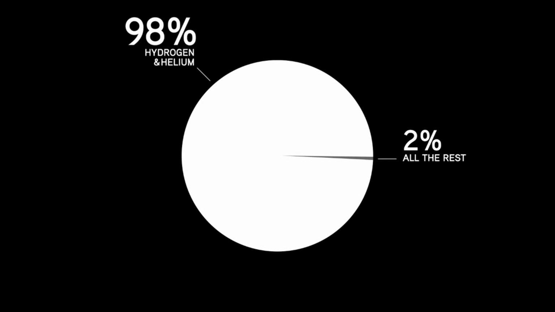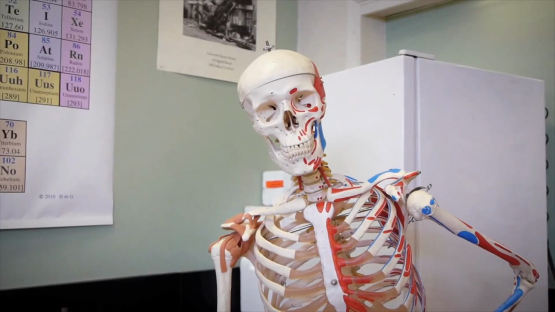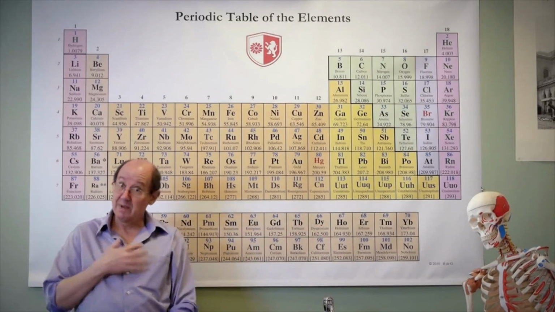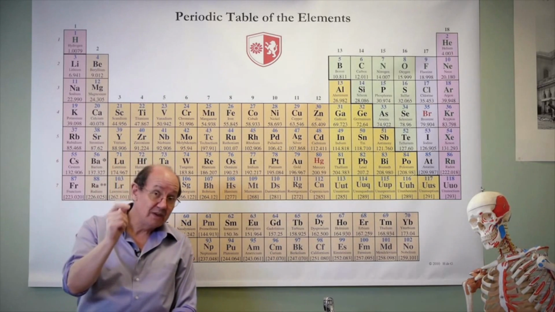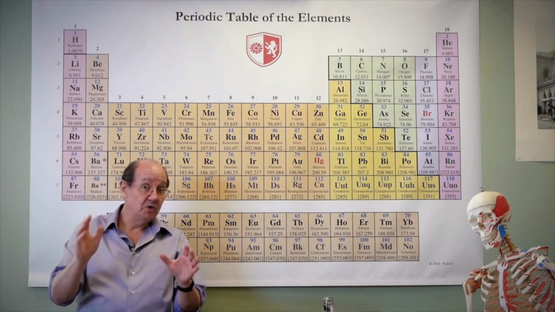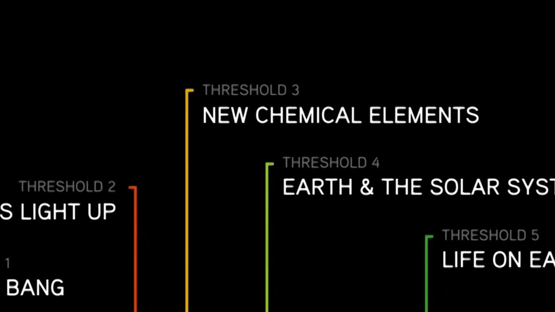So you may be thinking, what's the big deal about that? Well, that 2% is actually a huge deal. Without it, you couldn't make my friend Raoul over here, you couldn't make me, you couldn't make you. So it really makes a difference. And that's why in this course, we call the creation of new chemical elements the third great threshold of complexity.